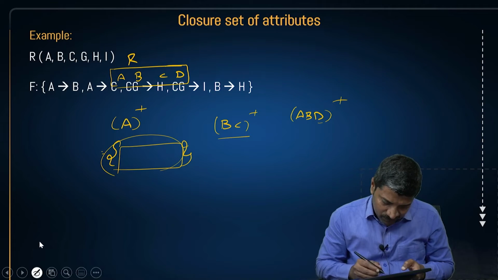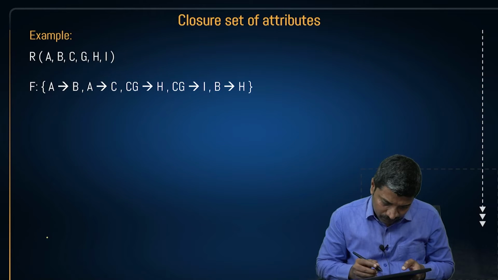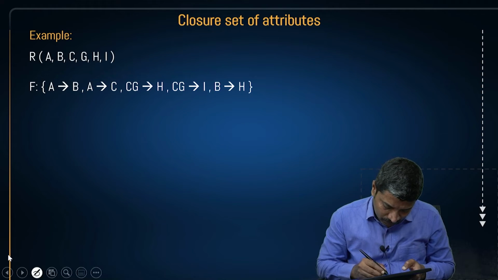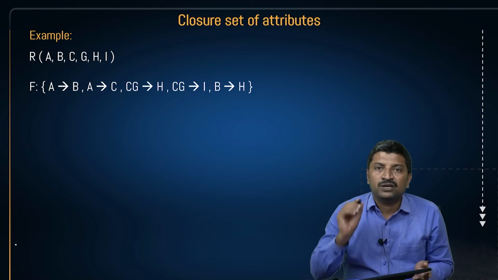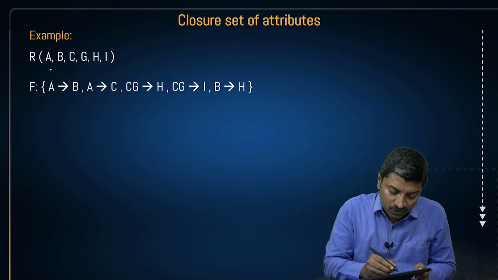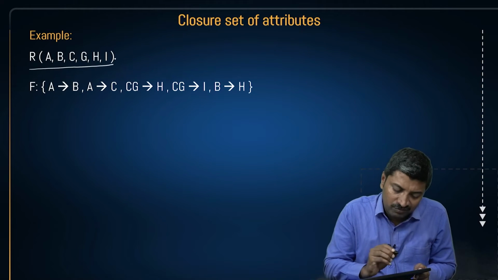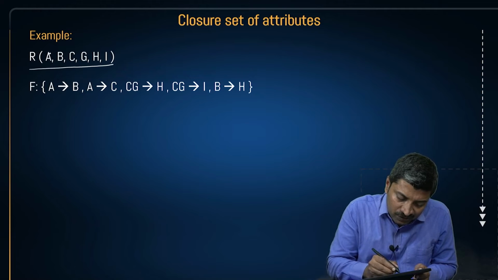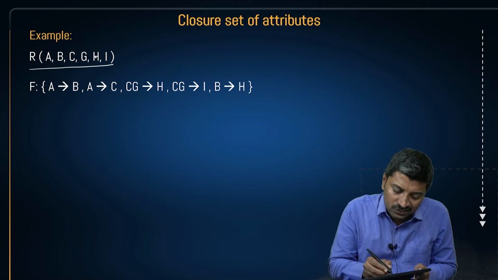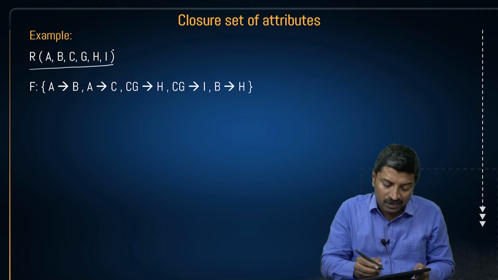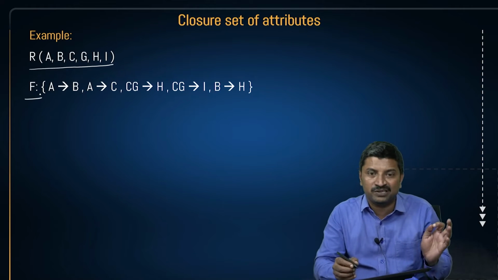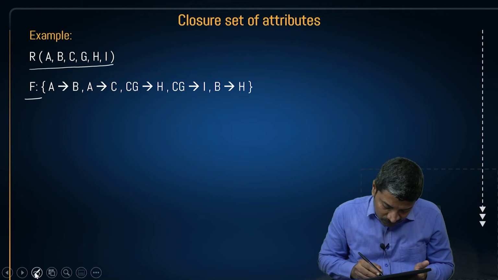Let me rough this. Okay, fine. Closure set of attributes. So this is my relation which has 6 attributes: A, B, C, G, H, I, and they gave a set of functional dependencies, let me use a different color.